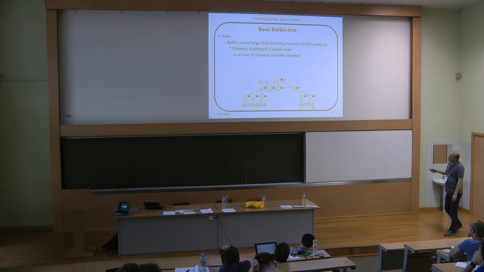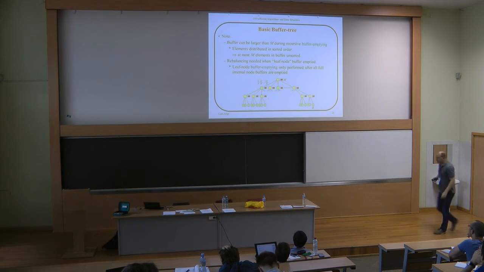But I can actually distribute these elements in sorted order. So if I have a buffer that's very, very big, 24M, it's only the first M of them that are not sorted. The ones that dribbled down in several buffer emptyings are. The ones that came from the parent node right now can come in sorted order. It's going to be important in a second.